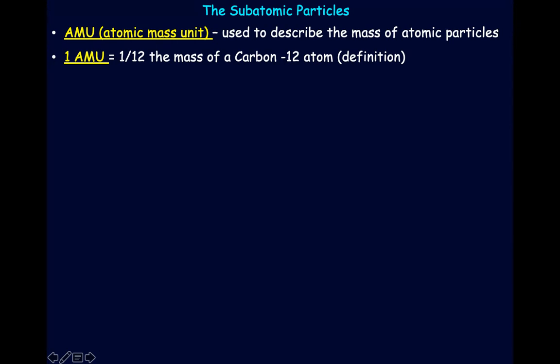So what that simply means is that in a carbon atom, typically in the isotope of carbon-12, you have 6 protons and 6 neutrons. If you had 6 protons and 6 neutrons in a little nucleus, I'd have 12 particles. If I take 1/12 of 12, that would actually equal 1. So 1 AMU basically is the mass of a particle in the nucleus.